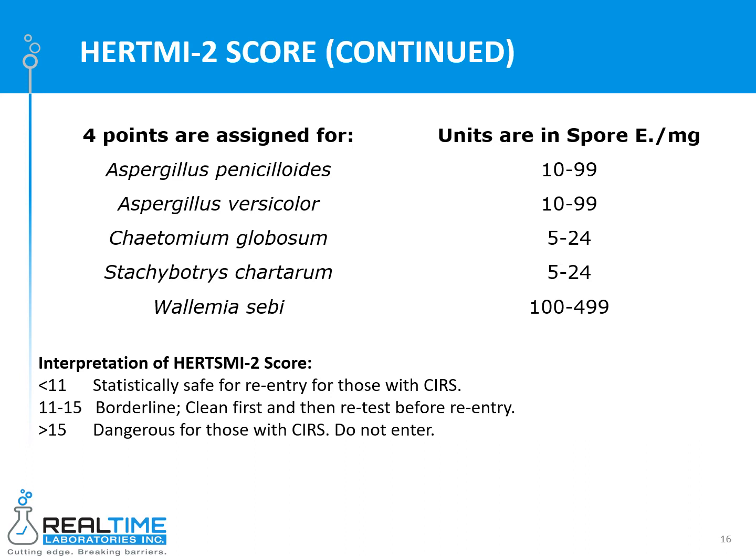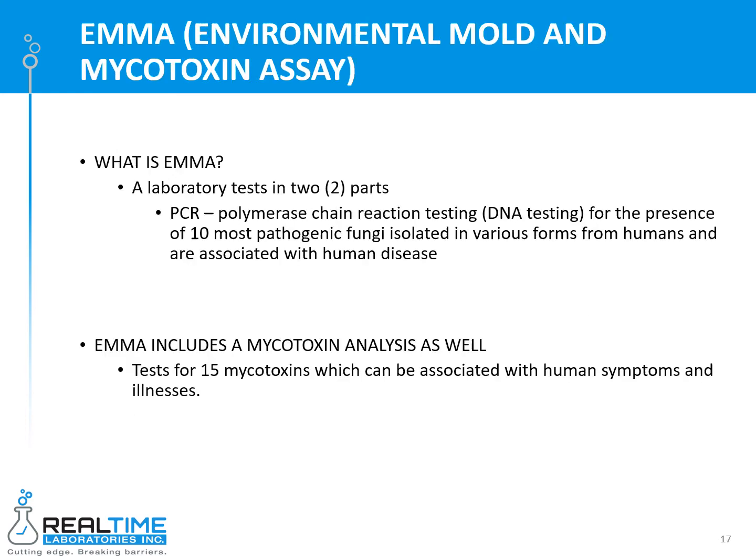And then they interpret the HERTSMI-2 score. Statistically safe for re-entry is anything less than 11, and anything greater than 15 is dangerous, don't enter. What's most concerning to me is that the Aspergillus fumigatus and some of the other pathogens that aren't listed in the HERTSMI-2 are just bypassed by people, and they let them go back in the house even if there's 10,000 spores of Aspergillus fumigatus, without questioning the clinical history of the patient.